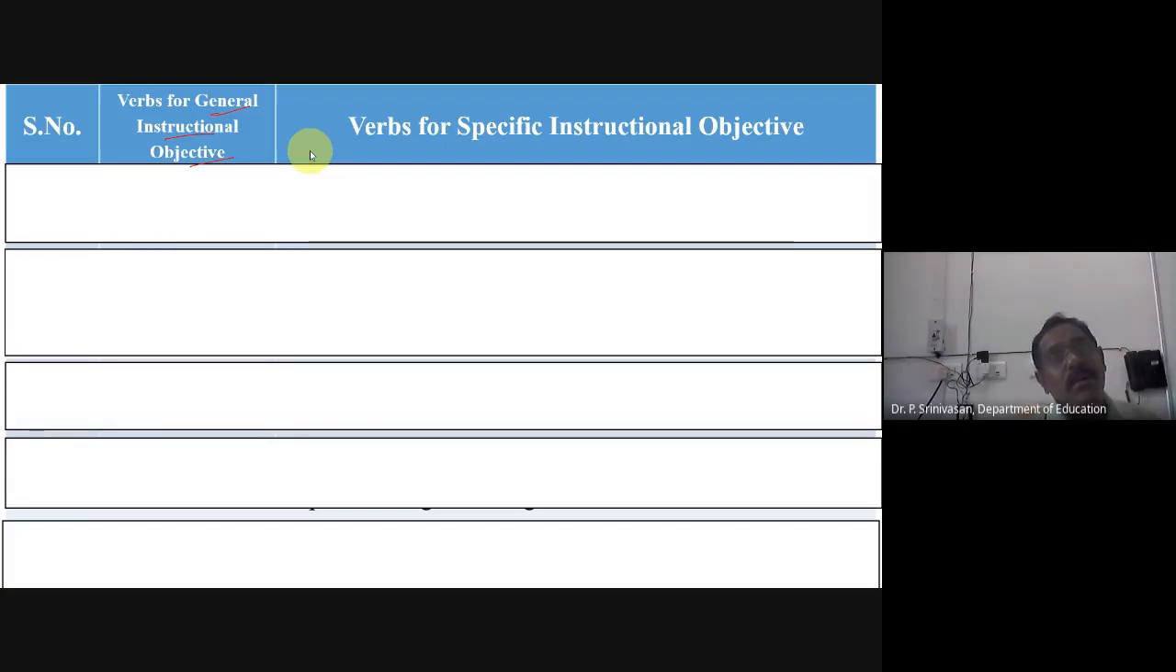The instructional objective is divided into general instructional objective and specific instructional objective, as you can see in the PowerPoint. General means those are subdomains, like remember, understand, apply, analyze. All those things are general instructional objectives. If you give a specification for each general objective, that will be called a specific instructional objective. So we will go one by one.